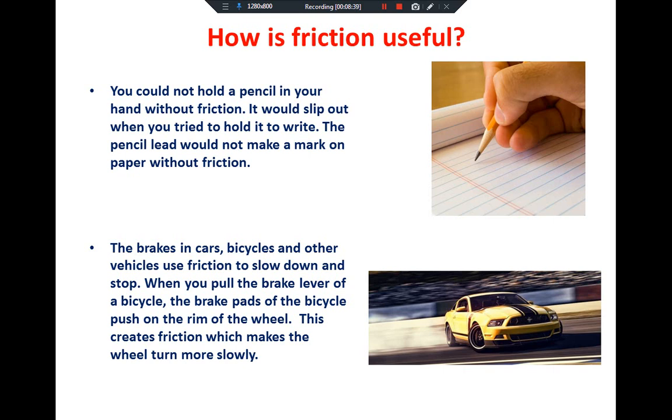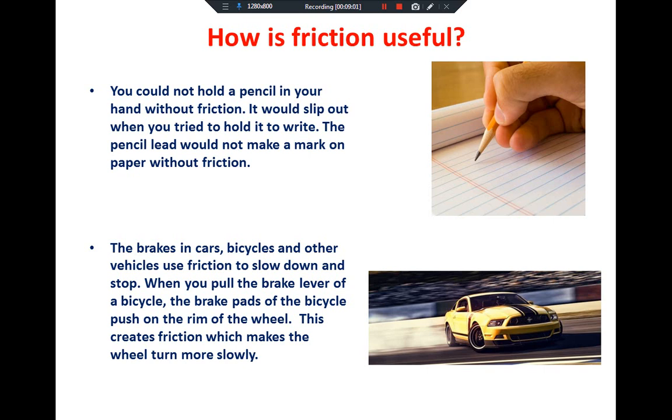Also, the brakes in cars, bicycles and other vehicles use friction to slow down and stop. Why? Because we have the brakes. Okay, so the brakes are helping.